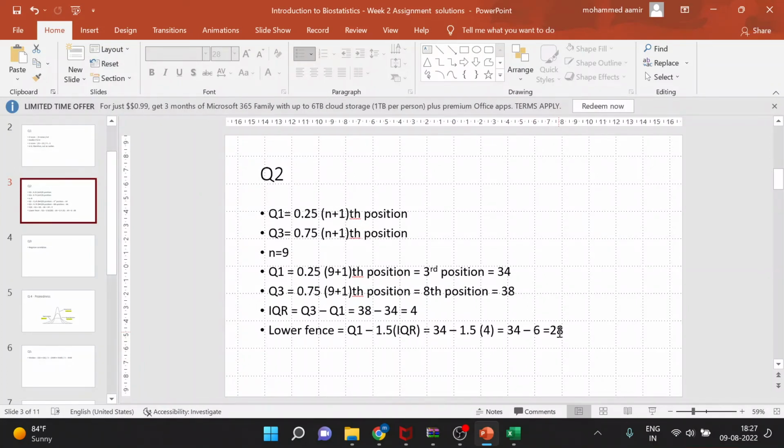Yes, I have a doubt. Actually, I got the first quartile value as 2.5. I have to round it up to 3, right? Yeah, 3. So it becomes the third position, which is 34. So if it's less, like 2.3, then I'll have to round it down to the second position. And if it's greater than 0.5, like 2.8 or something, I have to round it up to 3, right? Yeah.